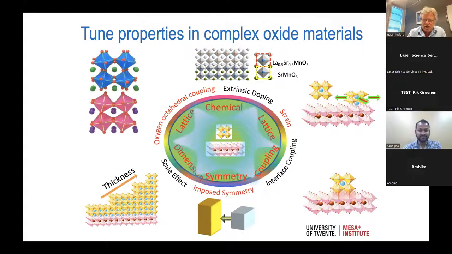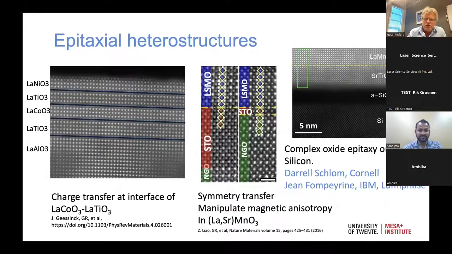And this is a very busy slide, but here you can see that you have several degrees of freedom to change the properties of the materials by changing the crystalline properties of such materials. So by straining it, by using different thicknesses, by changing the symmetry in such materials. And so there is a huge freedom to tune these complex oxide materials. And this is just a few examples where we did it.